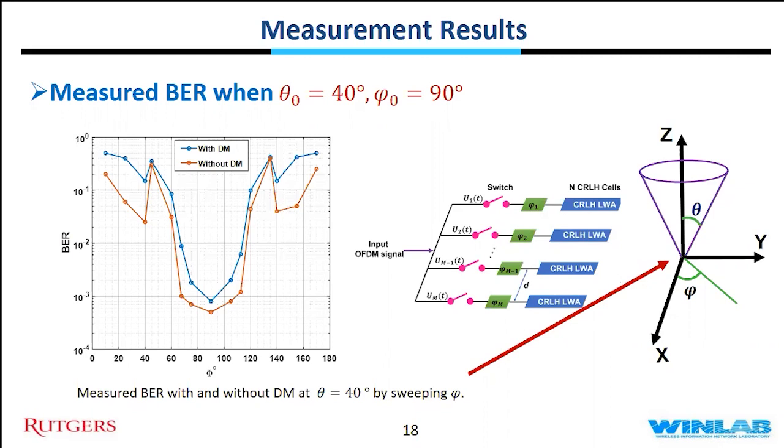So these 4 figures show that we can achieve better security performance in 2-dimensional space in comparison with without directional modulation.